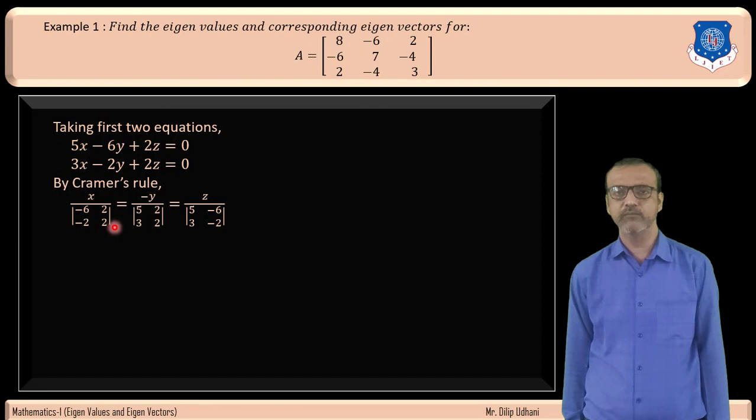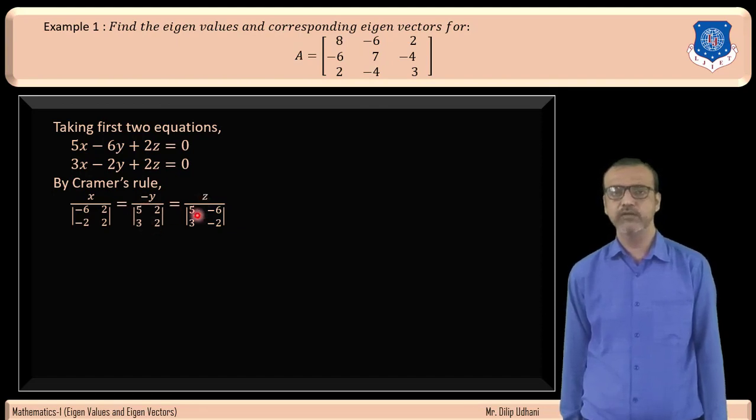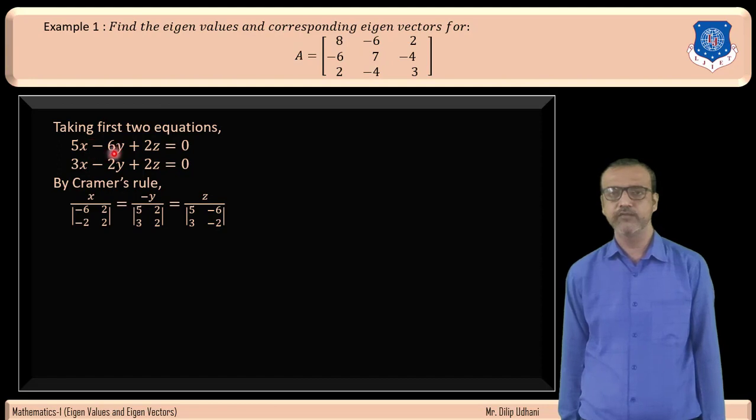Then after, minus y upon the determinant made by the coefficients of x and z, that is 5 2, 3 2, and that is equal to z upon the determinant made by the coefficients of x and y, that is 5 minus 6, 3 minus 2.